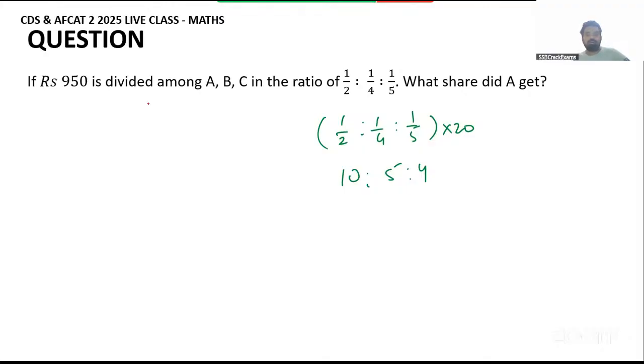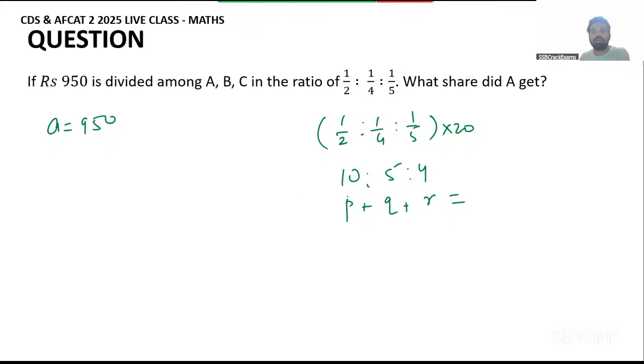Next. Where was I? Okay, I was here. So we have to divide 950 in this ratio, half, 1 by 4 and 1 by 2. So we easily transformed it into simple integers, or natural numbers. So now what we know is that this is say P, this is Q and this is R. Then we know that A is 950 and P plus Q plus R is equal to how much?